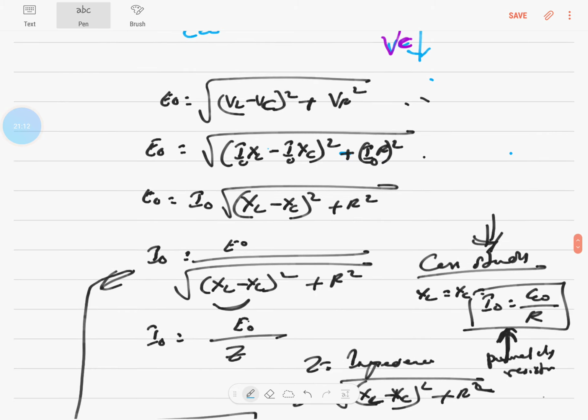You can write the expression for I0 as E0 by root of (XL minus XC) the whole square plus R square, where this whole denominator is called Z, which is the impedance again. Impedance again. Here comes a case study.